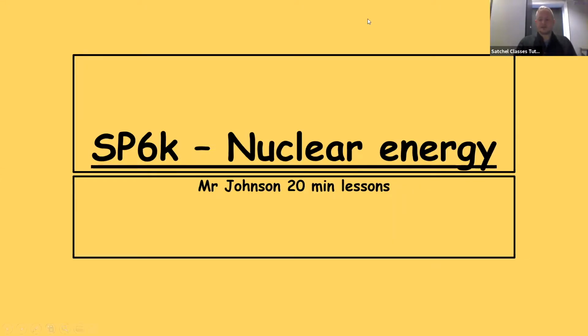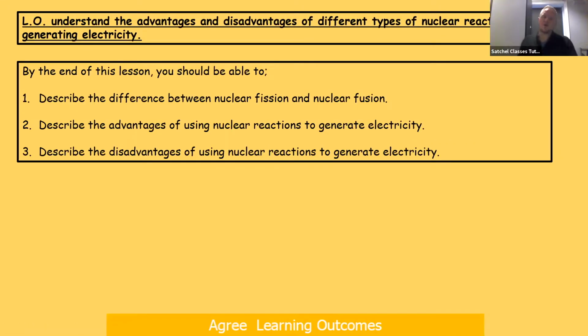Okay, so nuclear energy. What I want to hopefully get across to you by the end of this is that you understand the advantages and disadvantages of different types of nuclear reactions in generating electricity. This lesson is usually a precursor to the triple science lessons on fission and fusion and how they work. By the end of this lesson, you should be able to describe the difference between nuclear fission and fusion, and then describe the advantages and the disadvantages of using nuclear reactions to generate electricity. So let's start.